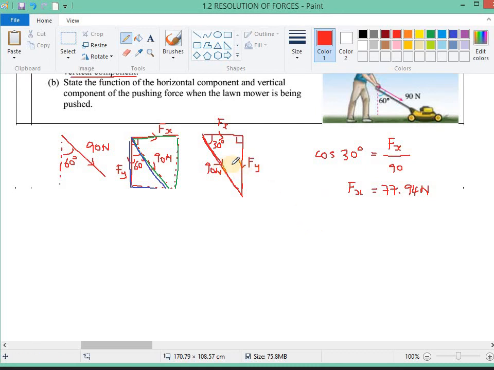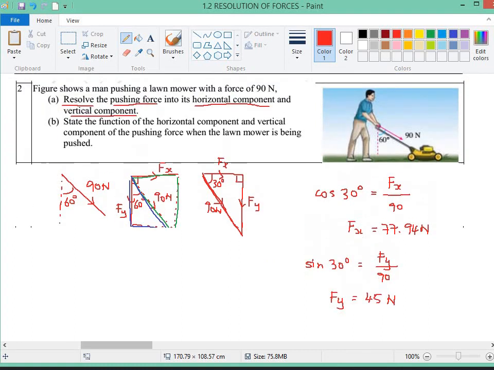After that, Fy is opposite, so we can use sine. Sine 30 degrees equals Fy over 90. So Fy will be equal to 45 Newton. Any question? So this Fx is the horizontal component and this Fy is the vertical component.